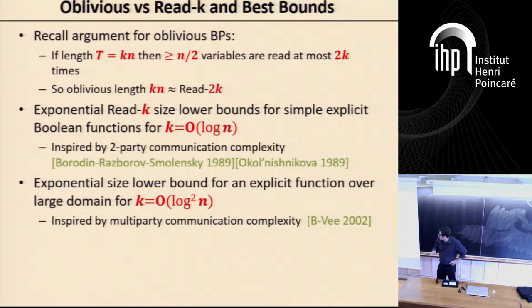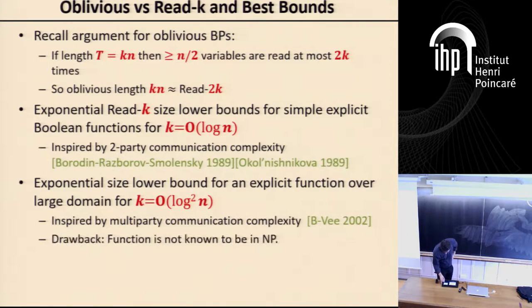There are slightly stronger lower bounds that we were able to prove over a very large domain for read-k when k gets up to log squared n. In fact, this is inspired by multi-party communication complexity. I'm going to talk about this. It's got some drawbacks: the function is not known to be in NP for this one, where these are simple functions. And I'll talk about this more in the general case.